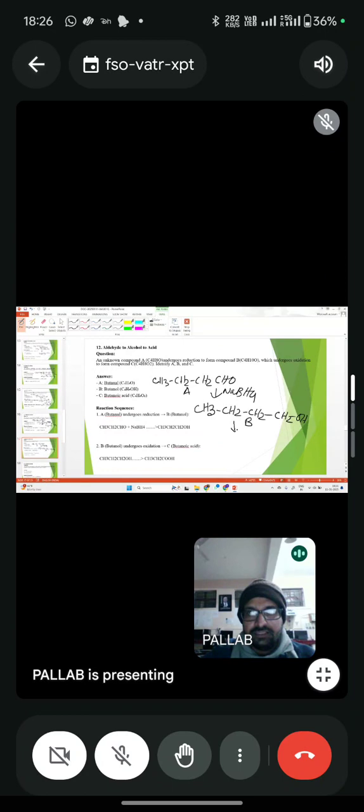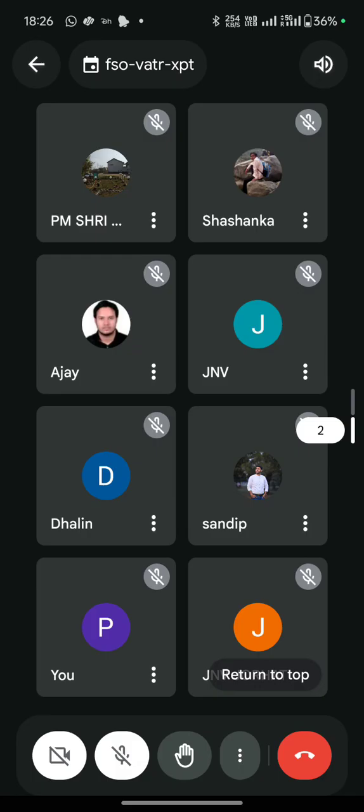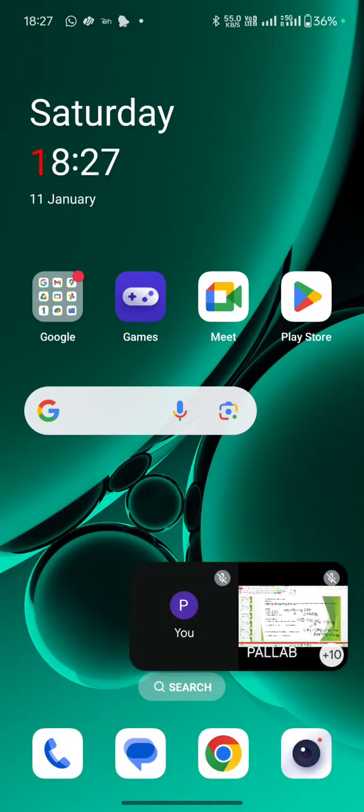When this compound undergoes oxidation, this will give us either CHO only or CH3 CH2 CH2 C double bond O OH. Okay, 1 2 3, let's check. 4 carbon, 8 hydrogen, 1 oxygen. That means this is not it, this is because of 2 oxygen. Okay, so our C is this. Hopefully you have understood this question, my dear students.